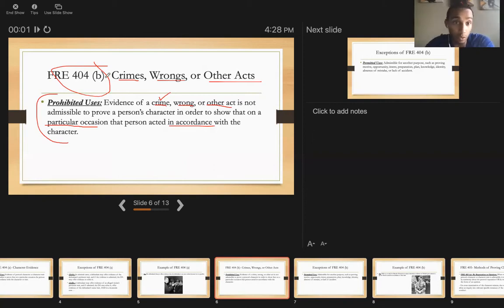That's something this rule is really trying to promote: you cannot bring up the defendant's past acts. So this rule is really protecting the defendant in other ways.